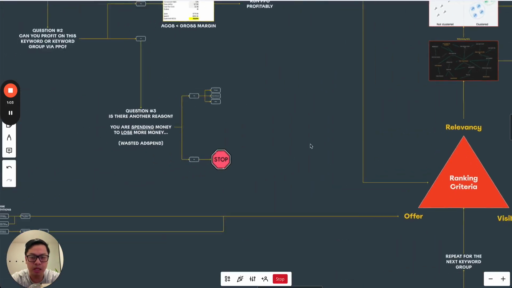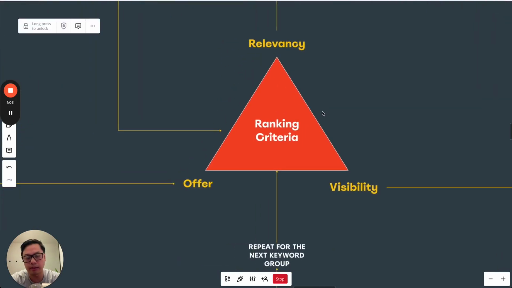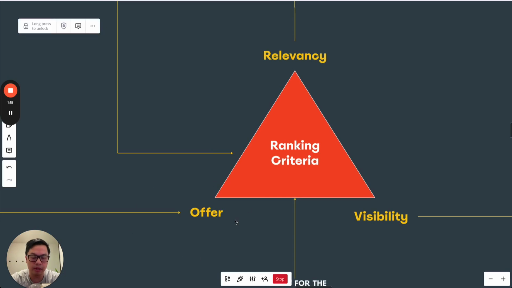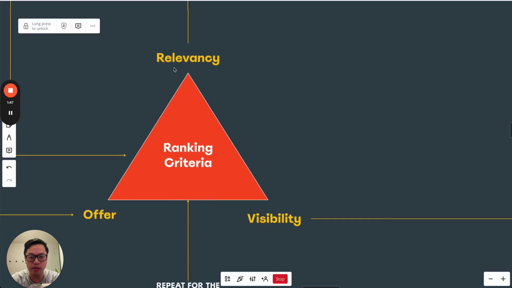So I'm just going to revisit this ranking criteria again, just to walk through what we're looking at. We talked about the offer in the first part, where we discussed the search query performance report, took a look at conversion rate data of the brand versus the market, and then we began to bucket those keywords or keyword groups into whether we can rank or we can't rank. And if we can't rank on it, then we'll try to improve the offer. And then the feedback system kind of runs itself. Now I'm going to review the relevancy side of things and then the visibility side of things.